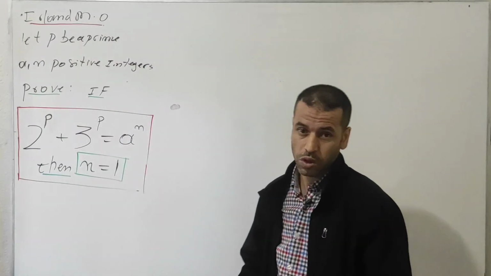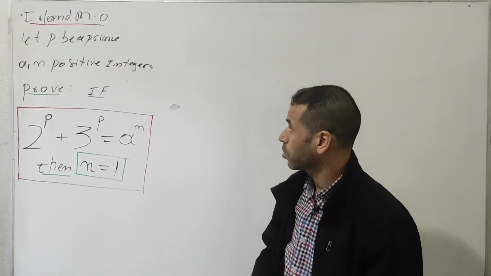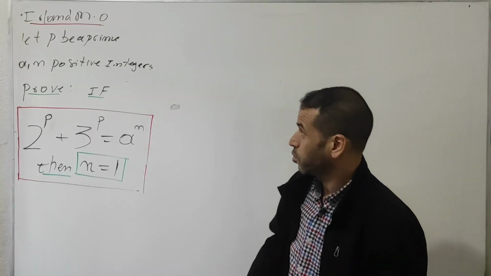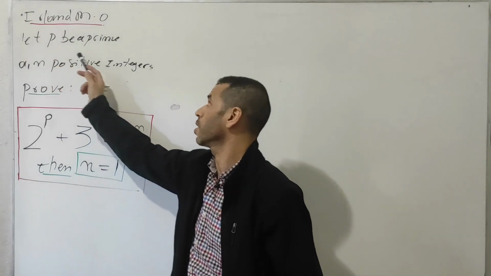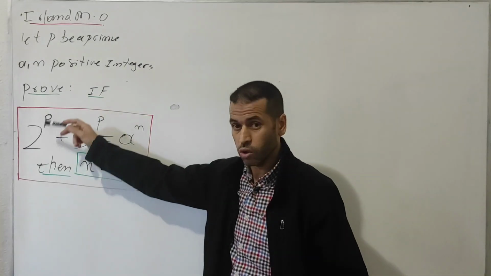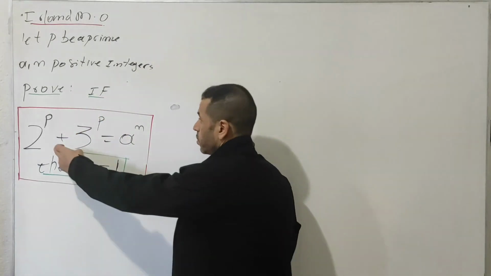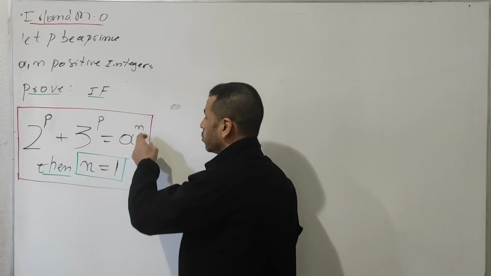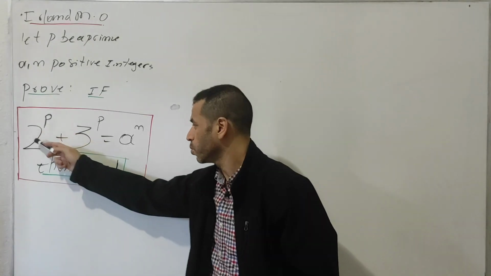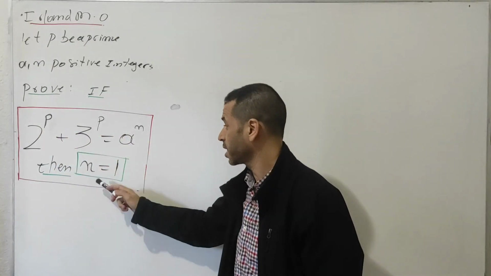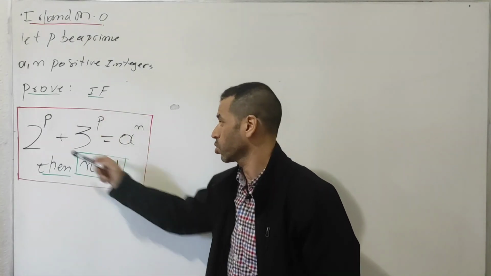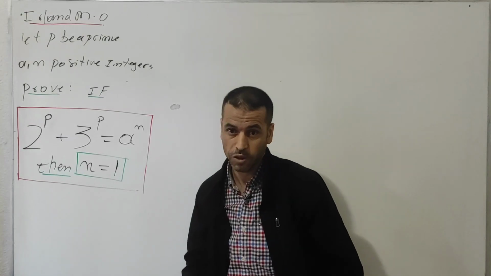In today's video I would like to introduce a very nice problem of the Ireland Mathematical Olympiad, but I'm not sure which year this problem is. Anyway, we have the following information. Let p be a prime number and e and n positive integers. Our goal is to prove that if 2 to the p plus 3 to the p equals e to the n, then n equals 1. In other words, we are going to prove we don't have a solution for this equation except if n equals 1. Otherwise we don't have a solution. So that's the purpose of this problem.